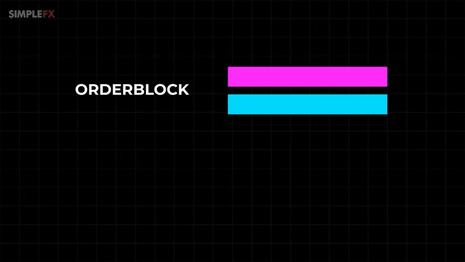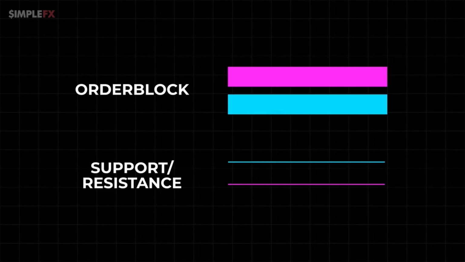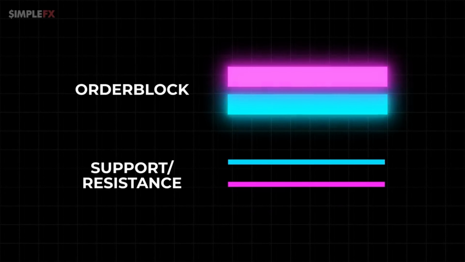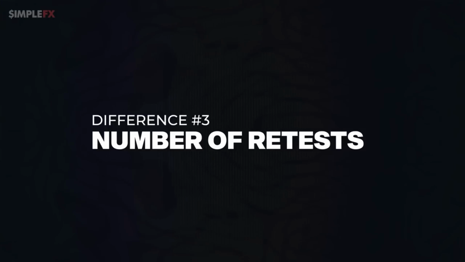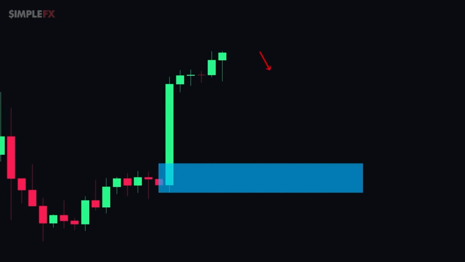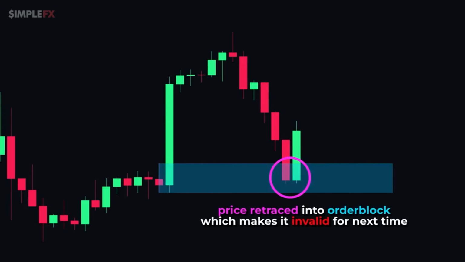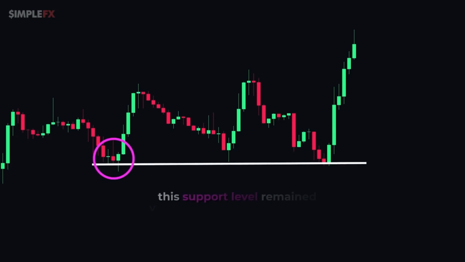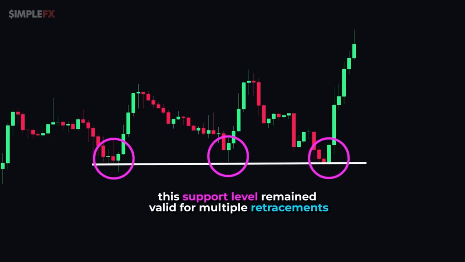Second difference is how they are drawn on the chart. Order blocks are typically drawn as thick zones, or areas, while support and resistance levels are usually drawn as lines. Even if they're drawn as zones, they're usually thin zones, not as thick as order blocks. Third difference is the number of retests. Order blocks are typically one-time use, meaning if they are retraced once they're done, you cannot use them multiple times. In contrast, support and resistance levels can be retraced multiple times.